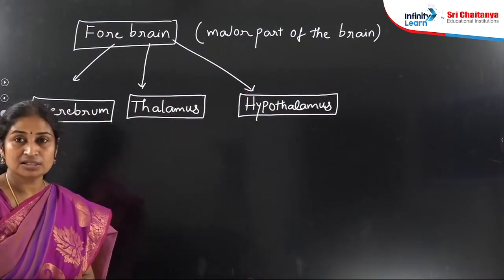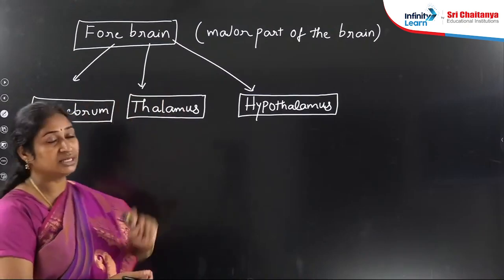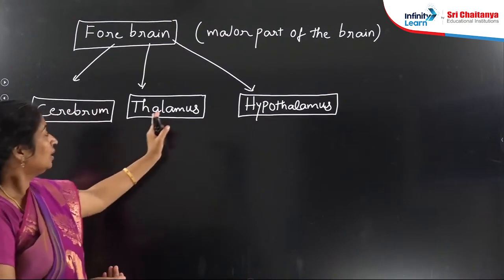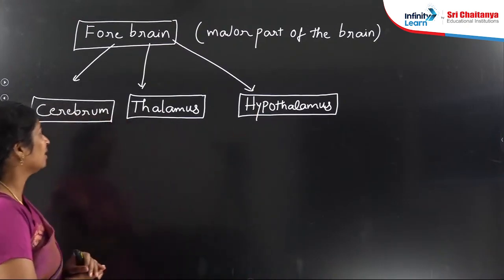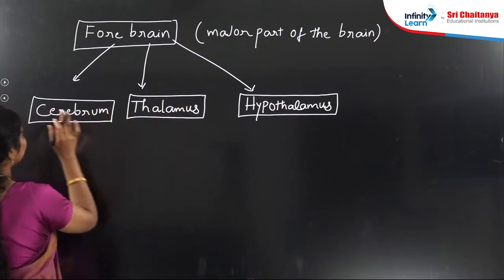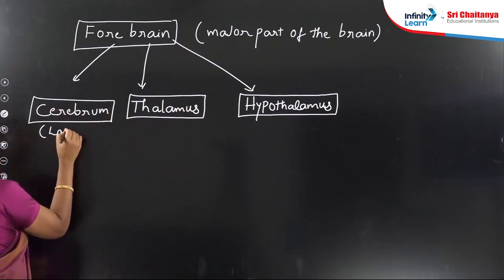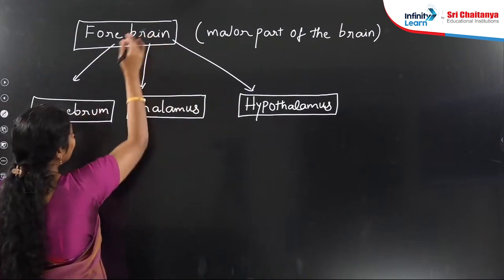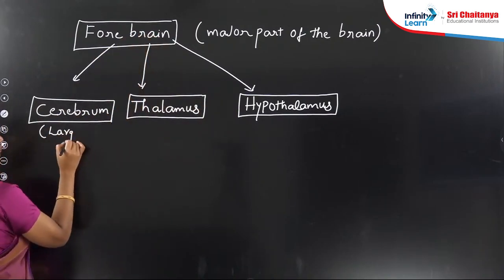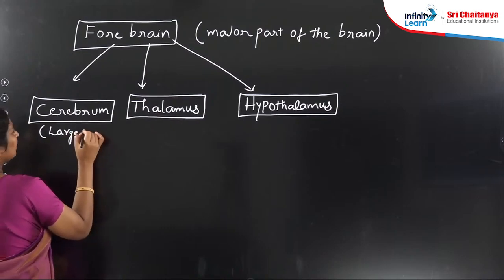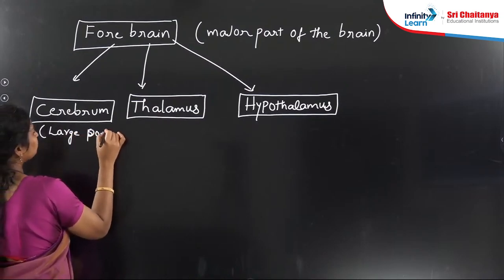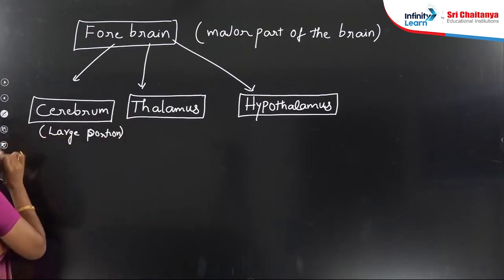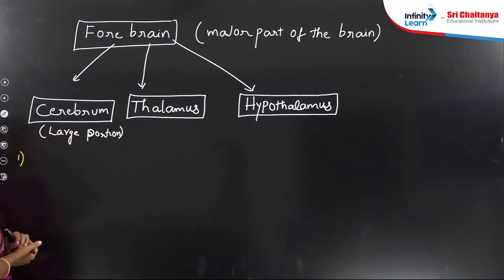The brain is divided into three major regions. Out of that, the forebrain is the major part, the largest portion. This forebrain has structures called cerebrum, thalamus, as well as hypothalamus. And out of these three, the cerebrum is the largest one. It is a large portion, the major portion of the brain. So cerebrum is the major one.